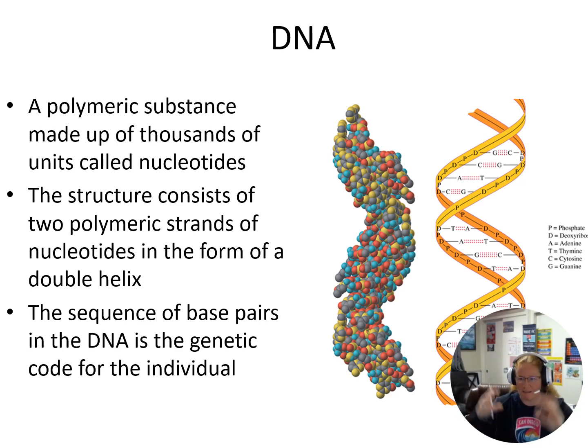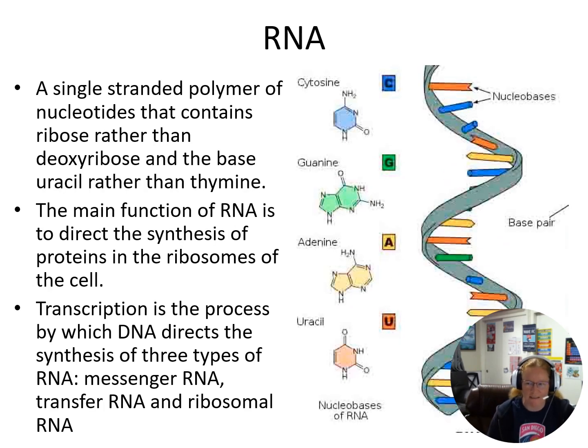We get two strands that come together in this double helix form, and this is where we get our genetic code for each individual. Our RNA is a single strand, so it's a single helix, not a double helix, and it contains ribose instead of deoxyribose, and we end up with a uracil base instead of a thymine base. RNA guides the synthesis of our proteins in our cells, and so we get this process called transcription, and our DNA directs the synthesis of messenger RNA, transfer RNA, or ribosomal RNA.